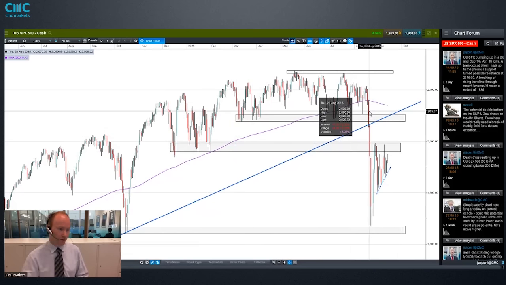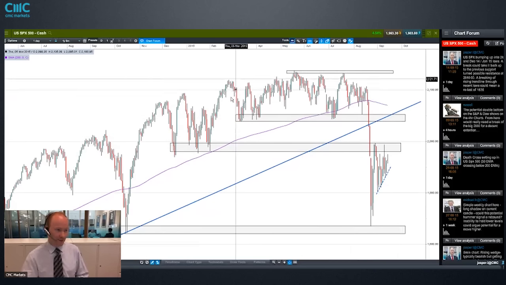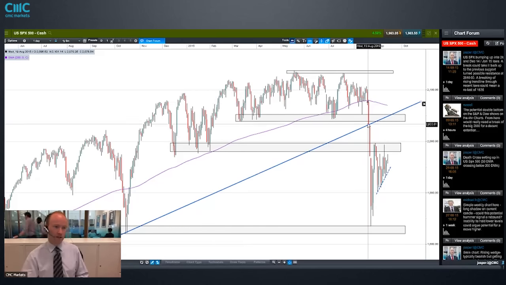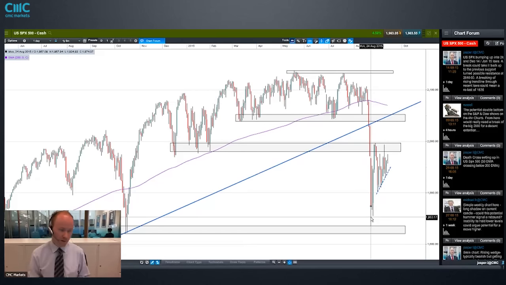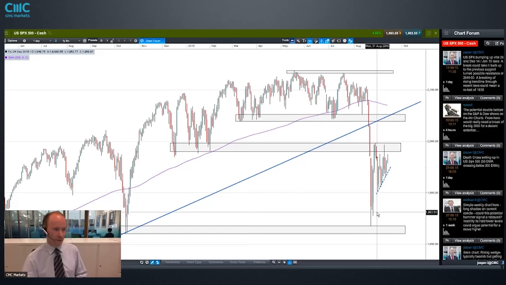So we saw that massive drop. This is just low volatility building up, and then a spike into high volatility. This just tends to be how things work.